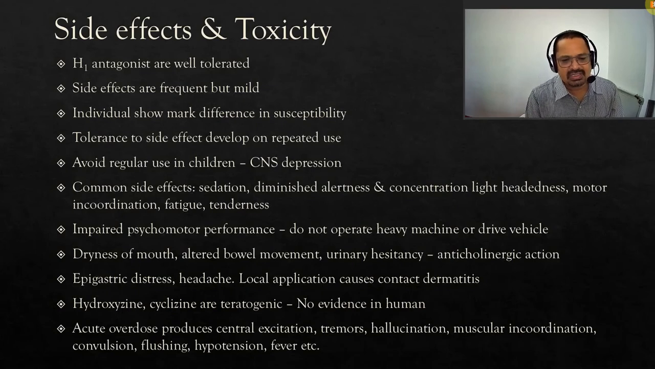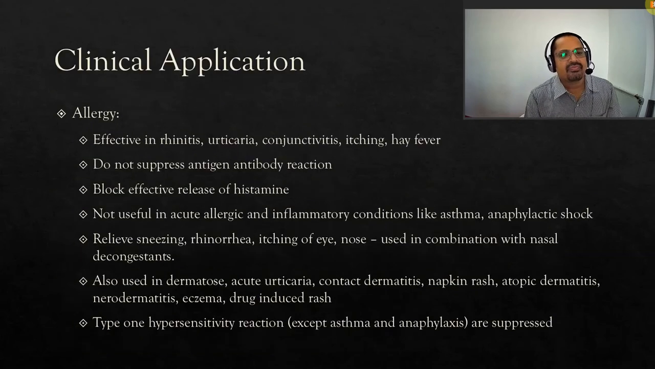Hydrazine, cyclizine, they are also known to be teratogenic, but no evidence has been found in humans. Acute overdose also produces CNS excitation, tremor, and hallucination. So if you give an acute high dose, these side effects you may feel. Clinical applications, these are the applications where clinically they are used.